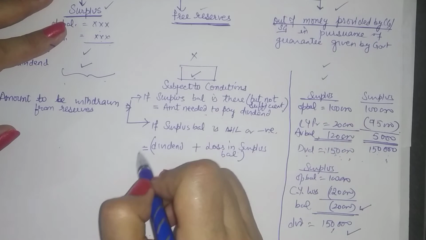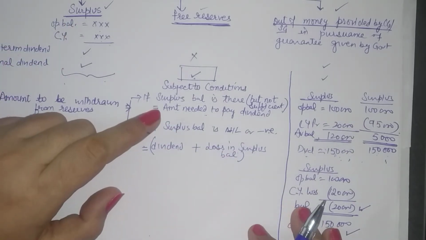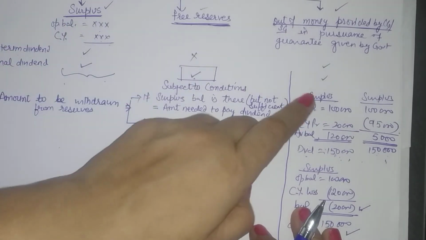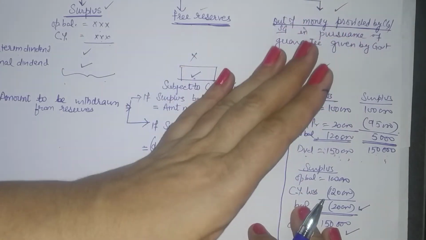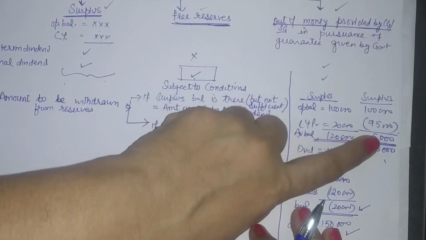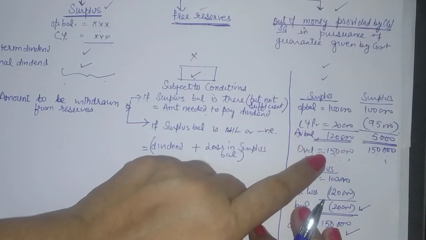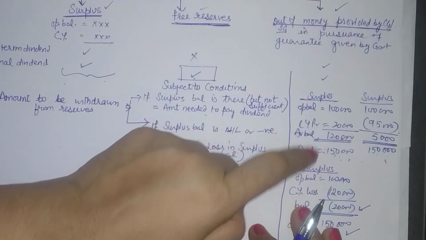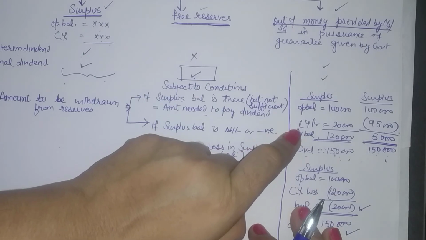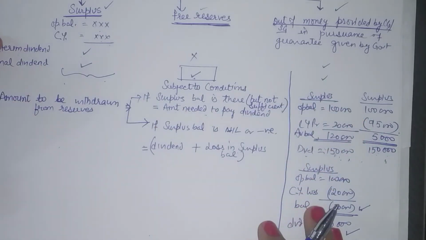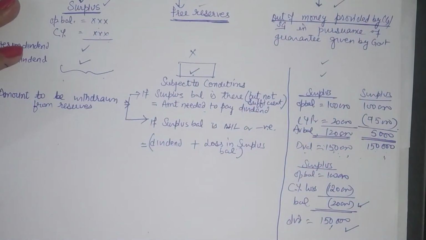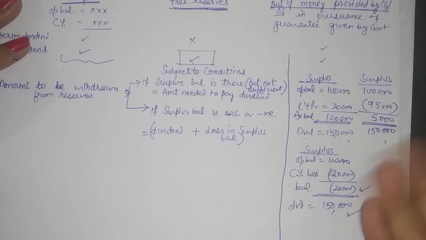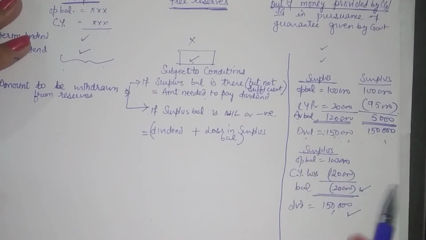So we'll have to see the two cases. If some balance is still there, irrespective of profit or loss in the current year, then you will take up the amount needed only, the difference of dividend and available balance. But if your balance is negative, then it's not that we are to withdraw only the dividend. In that case, we'll have to withdraw the amount equal to dividend plus the amount to make up for this loss.